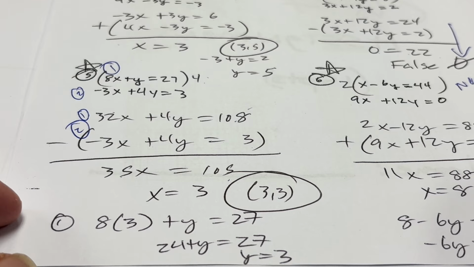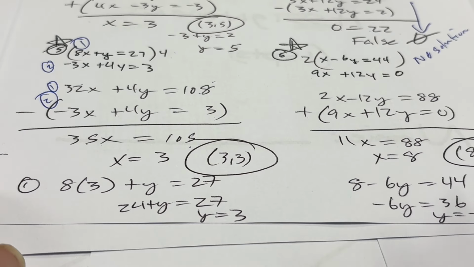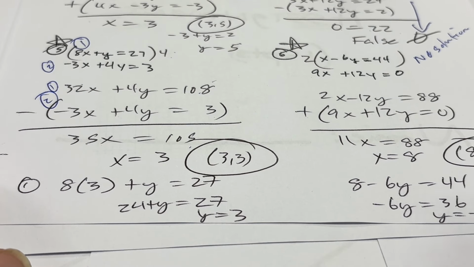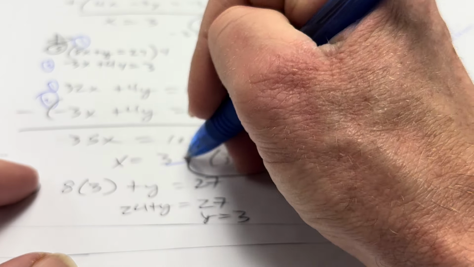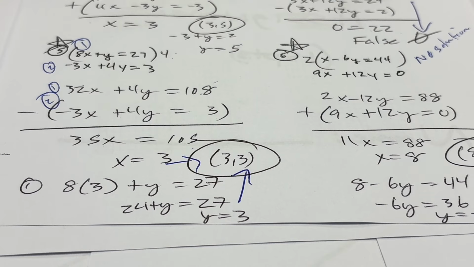X is 3. Okay, I want to use equation 1 because I have a single y all by itself. So 8 times x plus y is 27. 24 plus y is 27. Y is 3. The solution would be 3, 3. Okay.